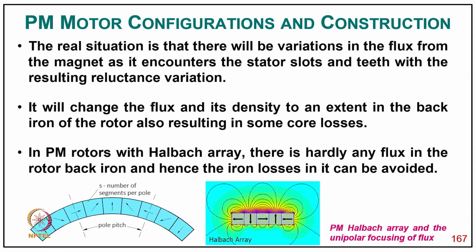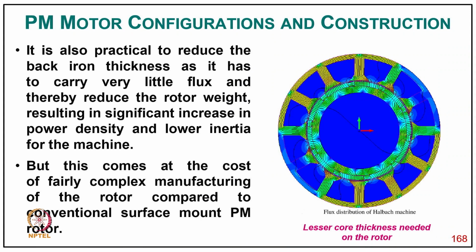So, the real situation is that there will be variations in the flux from the magnet and its contour, the stator slot and teeth with the resulting reluctance variation will change the flux and its density to some extent in the back iron of the rotor, also resulting in some core loss. In PM motors with the Halbach array, there is hardly any flux in the rotor back iron, and hence the iron loss in it can be avoided. So, typically the PM Halbach array and uniform flux focusing. You can see how the Halbach is really created in a manner that the flux flows into different parts. So, a very special kind of geometry.